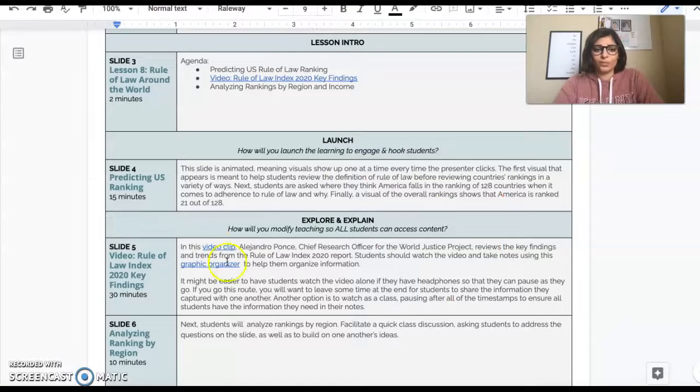Reading this, the first visual is just meant to help students review the definition to prepare them for the work that they're going to do today. And then you ask where they think America falls, because that could lead to pretty interesting discussions, asking them to support their claims with evidence. Why do you think America falls there? Tell them that there are 128 countries that are considered, and remind them through the definition that it's about adherence to the rule of law. And then finally, you show them that America is ranked 21st out of 128. So that's a nice little launch to get them engaged and grounded in the context.